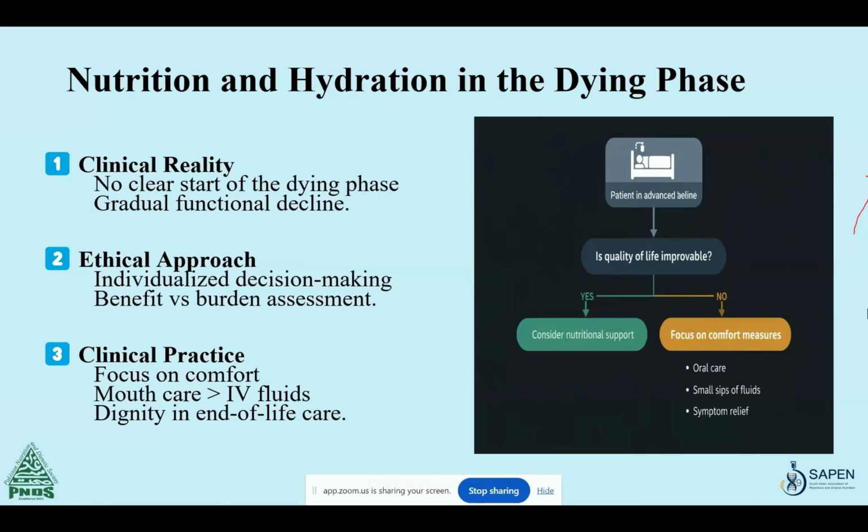And remember, the ethical approach should not be missing from it. This must be individualized decision making support, and we need to do a benefit versus burden assessment, to assess whether the intervention is benefiting the patient or imposing more burden on the patient and also the family. And for clinical practice, the focus is on comfort again and again. Mouth care, IV fluids, and dignity in end of life care.